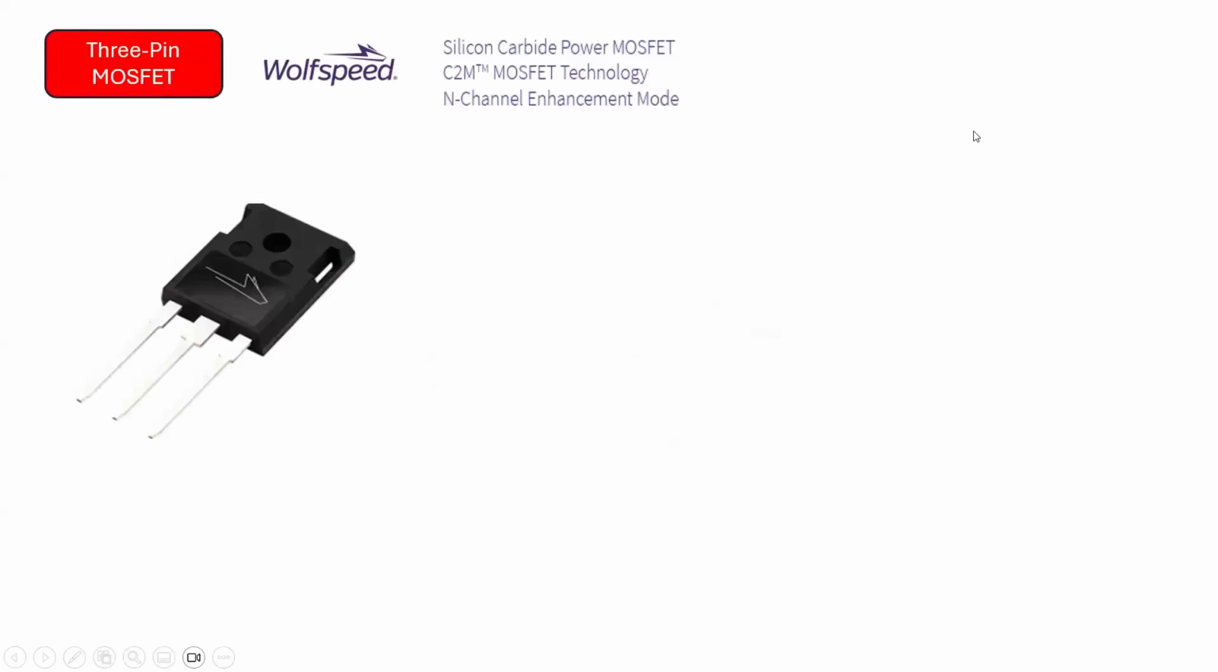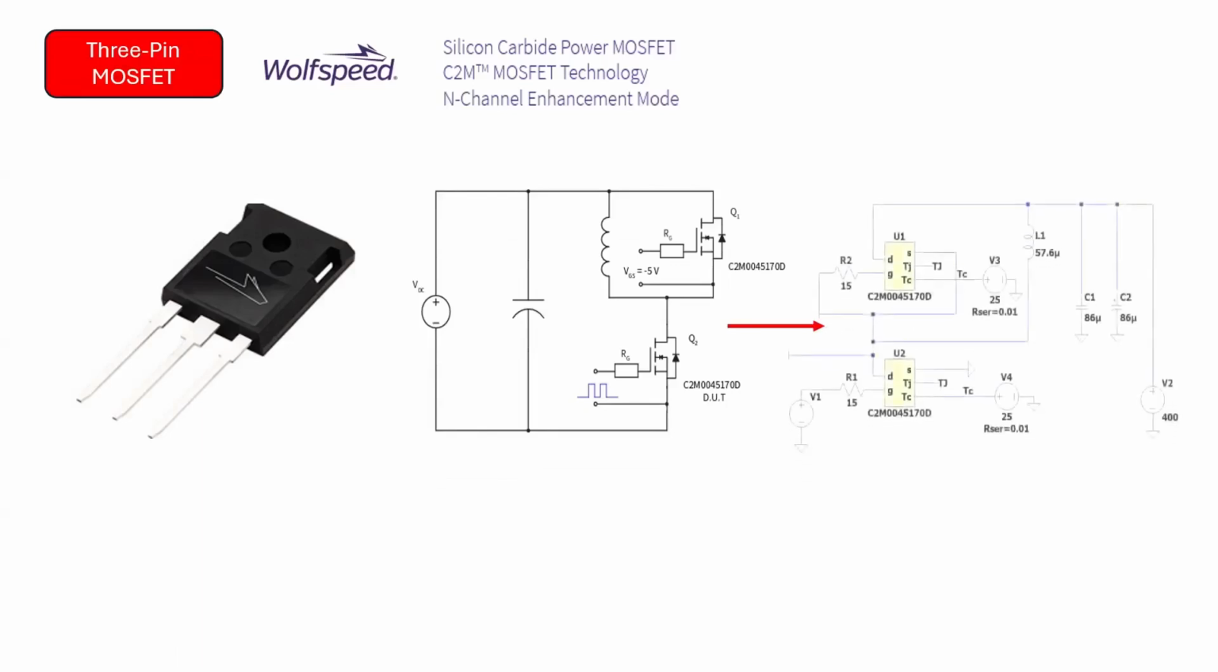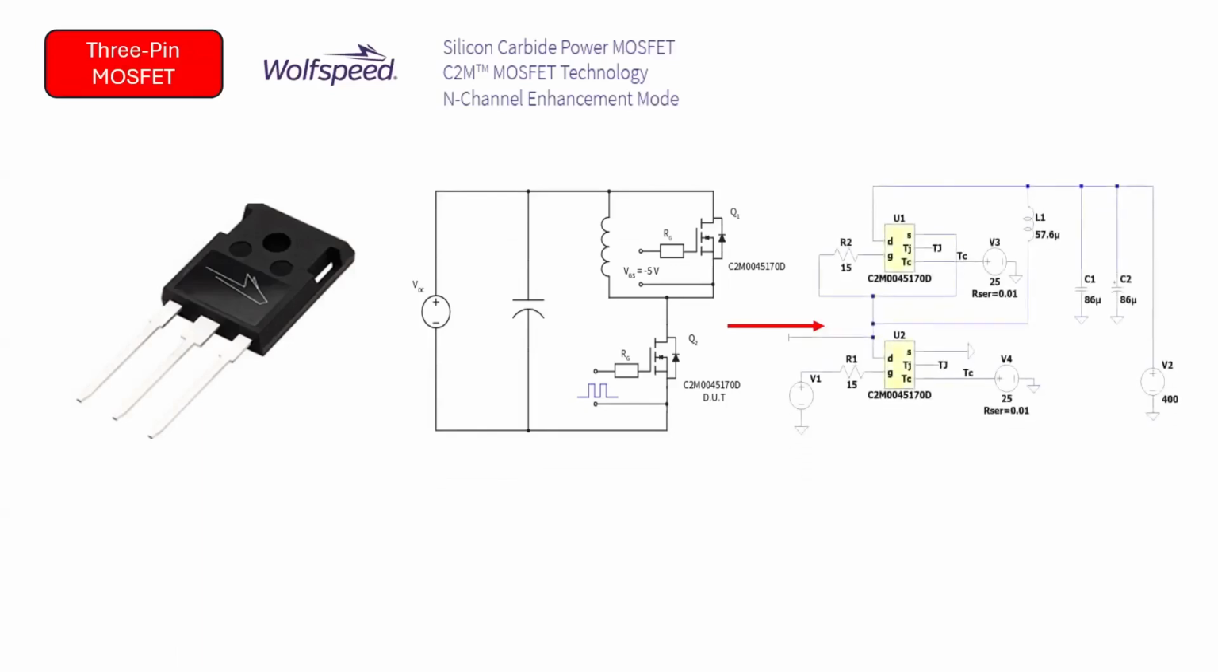The datasheet for the Wolfspeed Semiconductor C2M0045170D device recommends using a repetitive circuit to better understand its electrical characteristics. This circuit has been replicated in LTspice to evaluate the performance of the C2M0045170D device. The actual model of the C2M0045170D device was downloaded from the manufacturer's website and implemented in the circuit using the same parameters as the 4-pin MOSFET shown earlier.